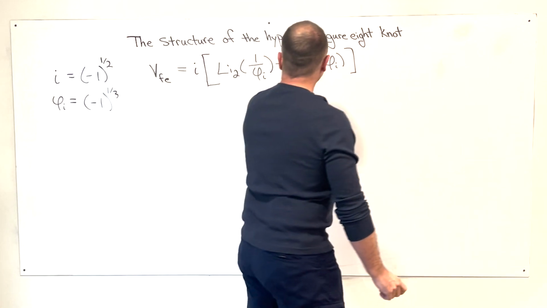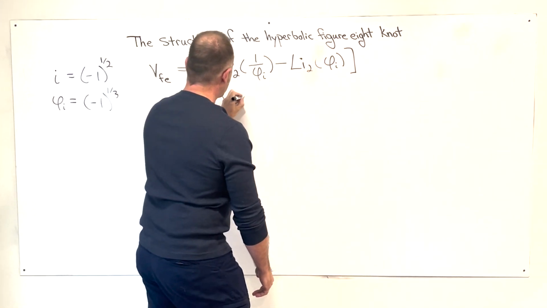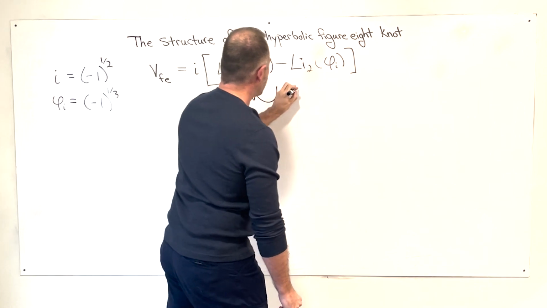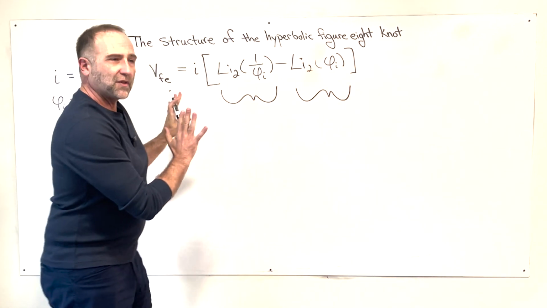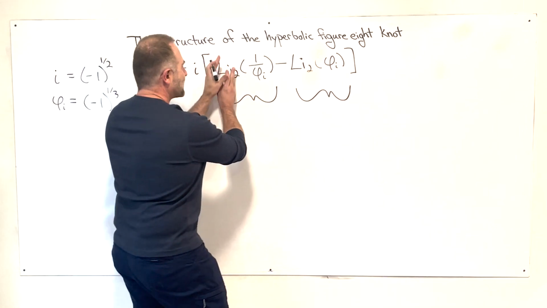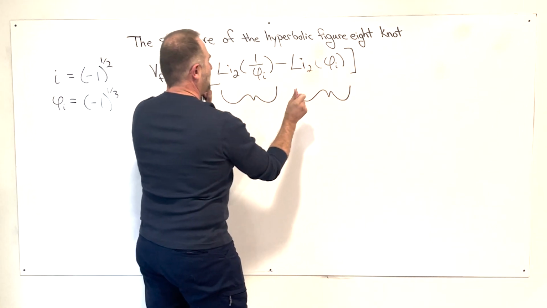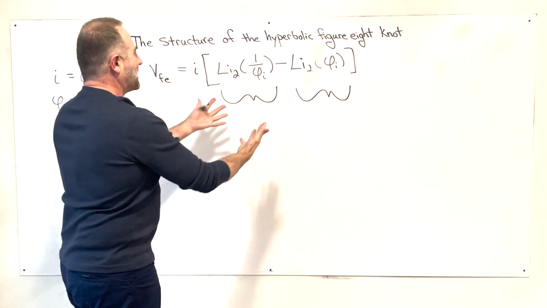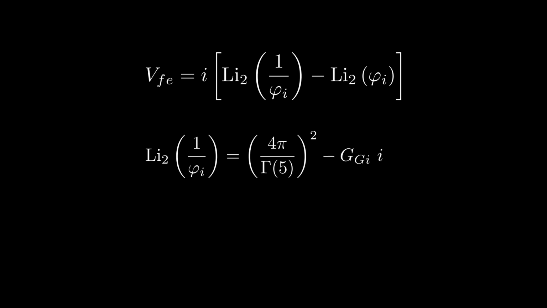First thing is, let's look at this piece by piece. Let's take just this piece here and this piece here. They're kind of similar. They're both dialogarithms, so they're functionally exactly the same, but they're under opposite arguments. Okay, well, let's see, but what are they individually? 4 pi over gamma of 5 squared minus the Geekskin constant times i.